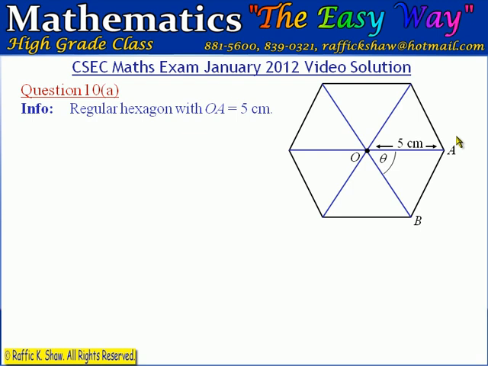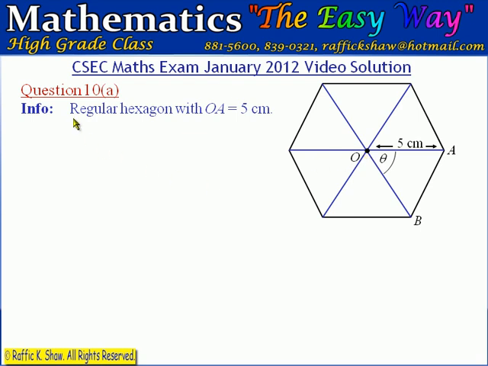Welcome now to question 10A, CSEC Math Exam January 2012 video solution. In this question we are given the diagram of a regular hexagon. We are told it's a regular hexagon and OA on this hexagon is 5 centimeters. O is the center of this hexagon.